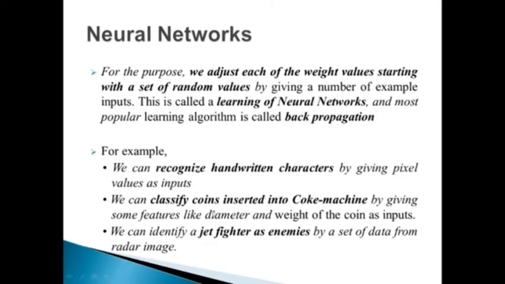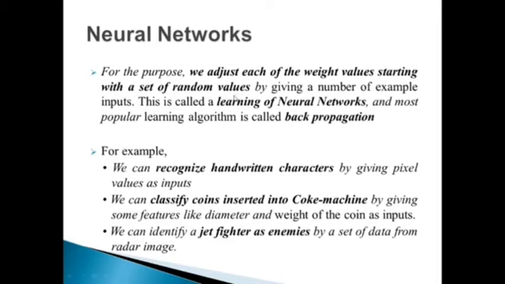In neural networks, the main purpose is that we need to adjust each of the weight values, starting with a set of random values. So we need to adjust the weight values which you are passing as an input to the neural network. By varying the input which you are giving to them, this leads to the learning mechanism in the neural network.